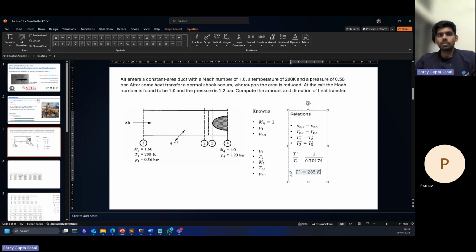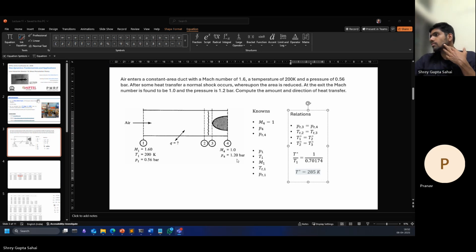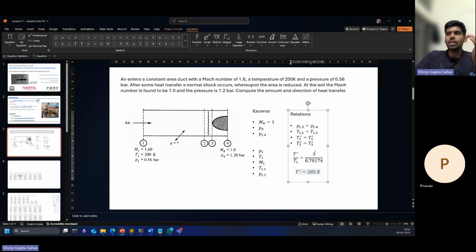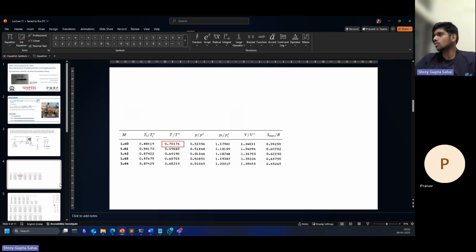Now we'll have to stop and trace back our steps from 4 to 3 first of all. The way to do this is that for T star 3 there is a subsonic Mach number. Wait. Let's also find what the P star values are, because P star values will also be the same. So let's find out P star values also.